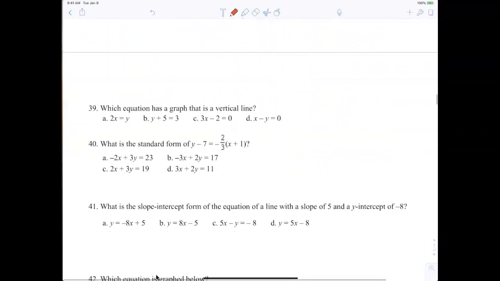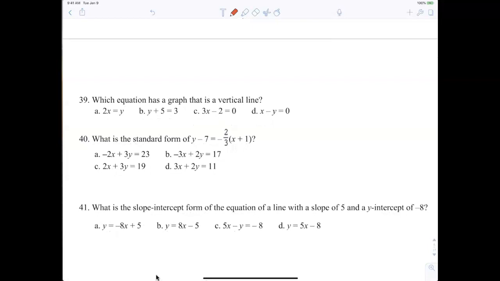All right, 39. Which equation is the graph of a vertical line? Remember, vertical lines are always x equals a constant. And remember, a constant just means any number. So the only one that has just x is C. B would be your horizontal line because it's y equals. That would have a slope, so it's not vertical or horizontal, and same with D.